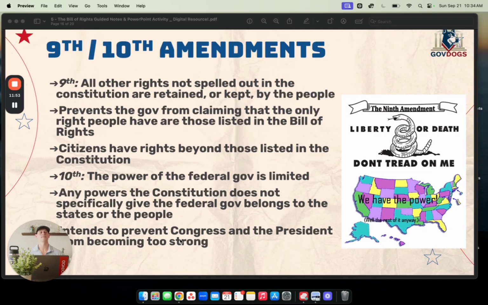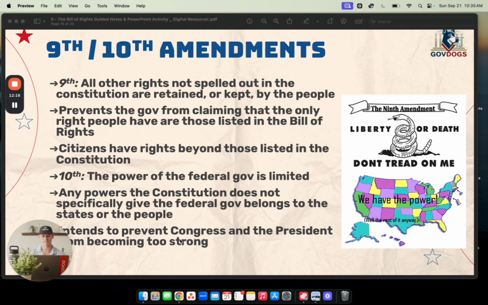Now, the Ninth and 10th Amendments are kind of one and the same. All rights not spelled out in the Constitution are retained or kept by the people. Everything that is not listed in the Constitution as a power for the federal government belongs to the states and the people. This prevents the government from claiming that the only rights people have are those listed in the Bill of Rights. Citizens have rights beyond those listed in the Constitution.